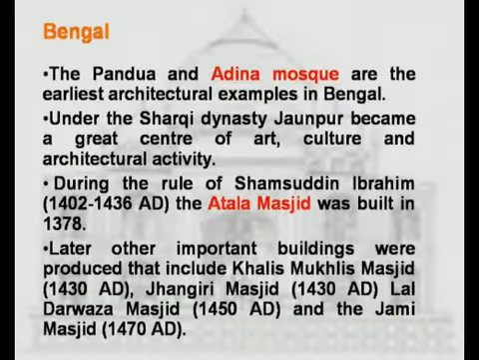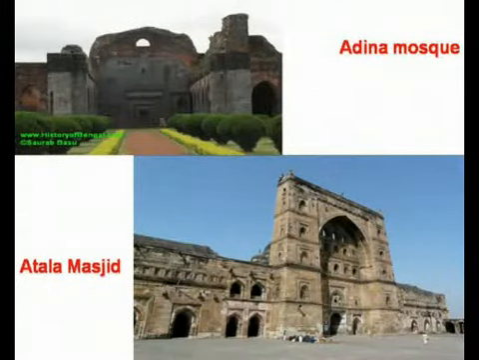The Pandua and Adina mosques are the earliest architectural examples in Bengal. The tomb of Akhi Surajuddin, the Kotwali Darwaza, the Dakhil Darwaza, and the tomb of Sultan Jalaluddin Muhammad Shah served as prototypes for the subsequent Islamic architecture of Bengal.